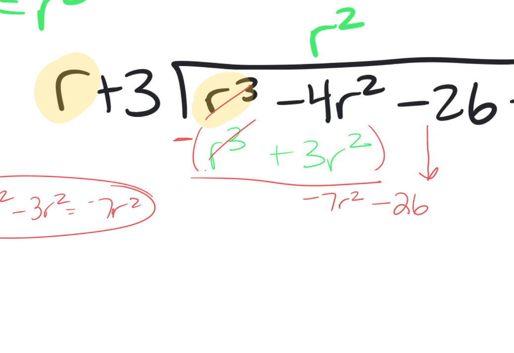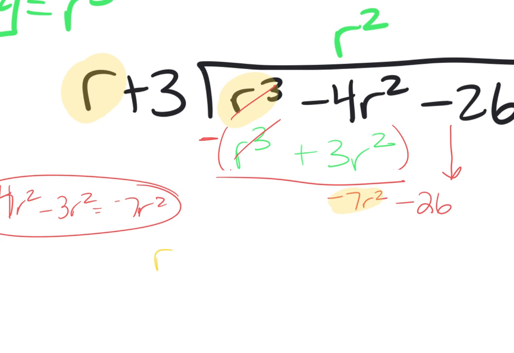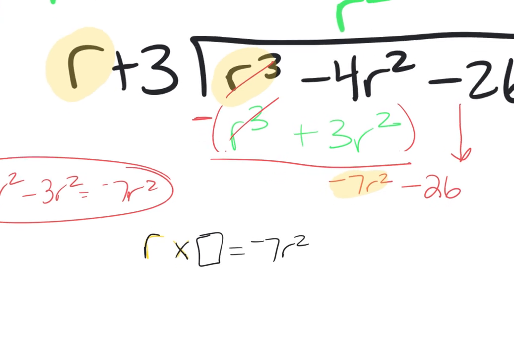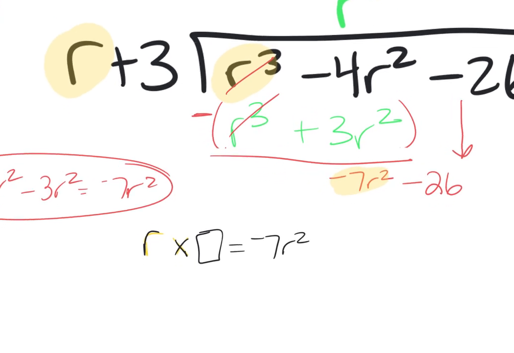I'm still starting with the r out here, but now I'm thinking, okay, let me go with this other color. R times what is going to get you negative 7r squared? That's what I got to think about. R times what? Because I need that to cancel out. R times what would get me negative 7r squared?